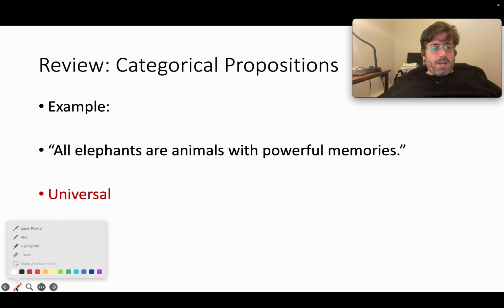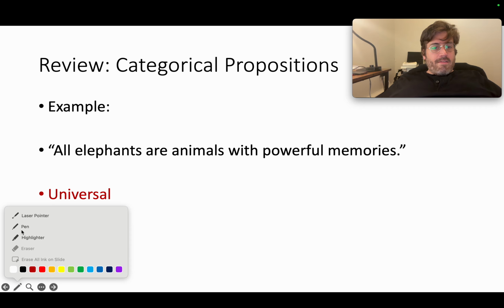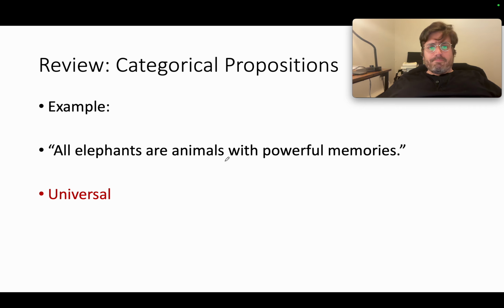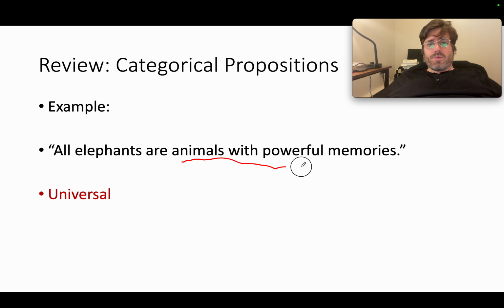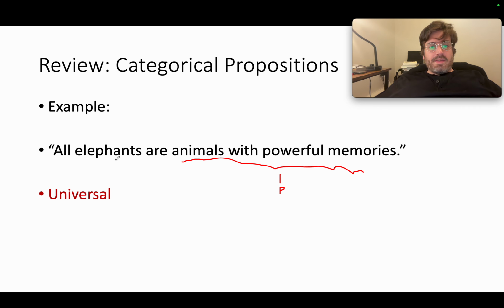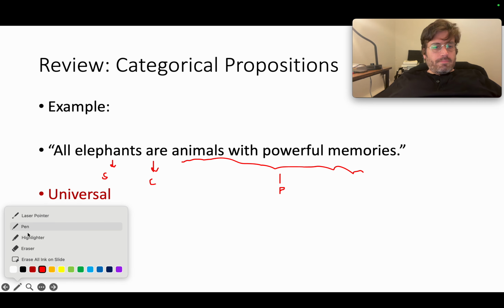So sometimes, you'll have to be aware of the fact that our S class is kind of lengthy. This entire term, animals with powerful memories, can count as our P group. And this is our S group, elephants. And then we have our copula, R, separating the subject from the predicate. Okay?